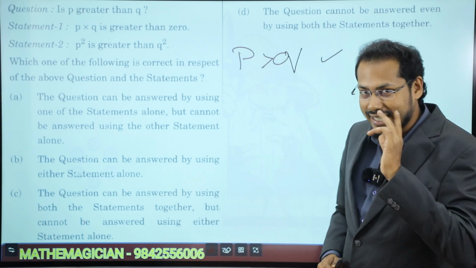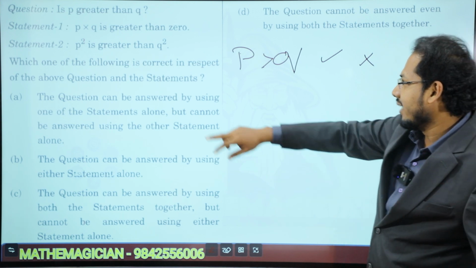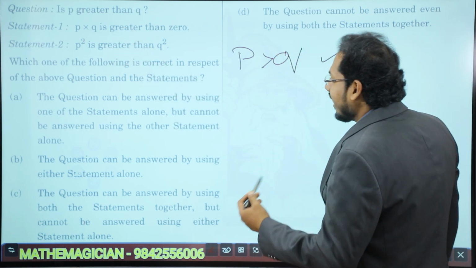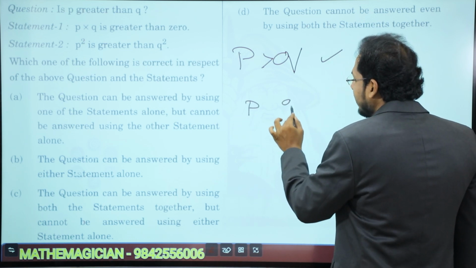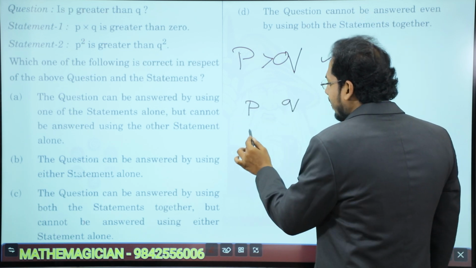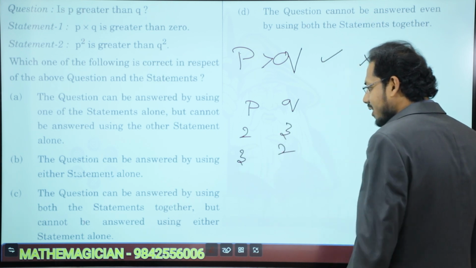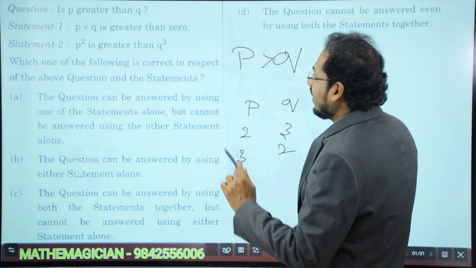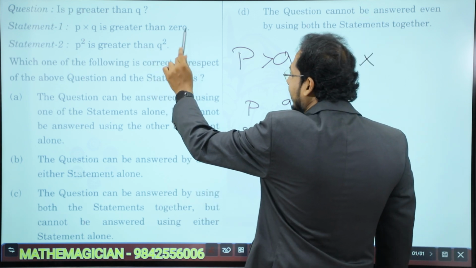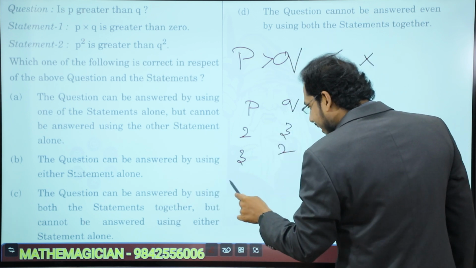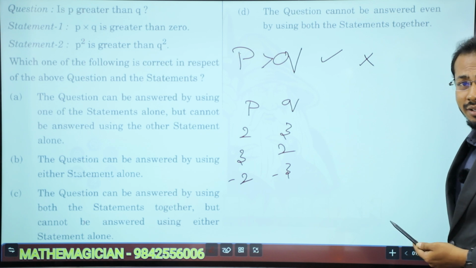Either you can say yes or no, both are right answers. Keep this in mind. First, P and Q: let's take numbers. I am going to take P is 2, Q is 3. Then P is 3, Q is 2. Next, they are not greater than 0. The number should be greater than 0. If I take minus 2, minus 3, my answer will be greater than 0.